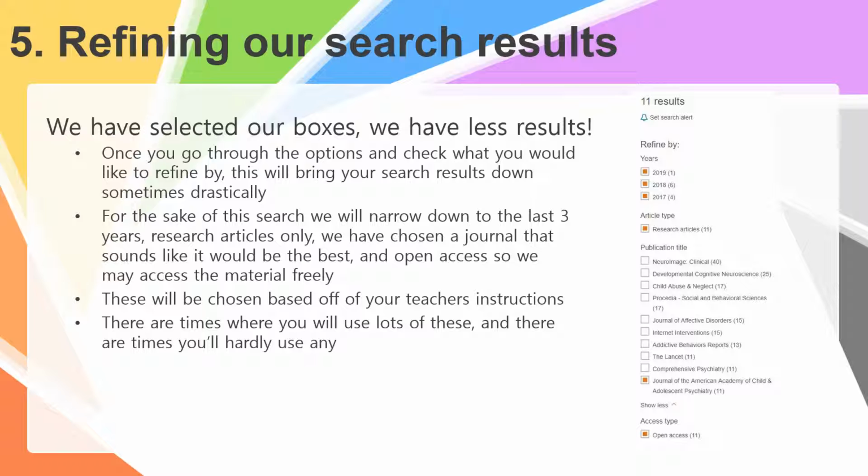So now you want to select whatever boxes you need. Once you do this, it will bring your research down, sometimes drastically. For the sake of this search, we will narrow down the last 3 years, research articles only. We have chosen a journal that sounds like it would be best suited for our inquiry, and open access. We may access the material freely. And these requirements will often be chosen based off of your teacher's instructions. There are times where you will use a lot of these, and there are times you'll hardly see any.